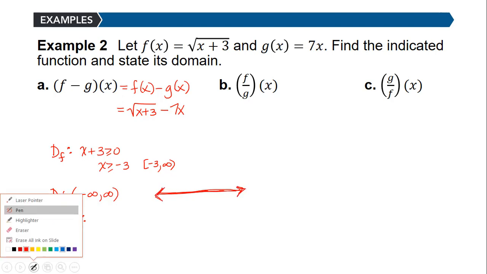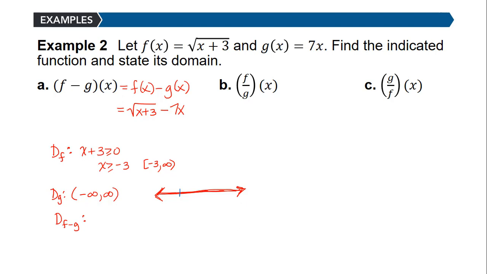And negative 3 to infinity is to the right of the negative 3. So where those two graphs overlap is only from negative 3 to infinity. Right? We have to include what is in both domains.